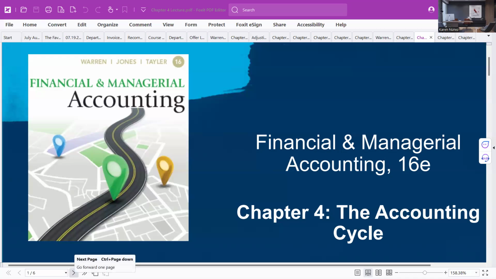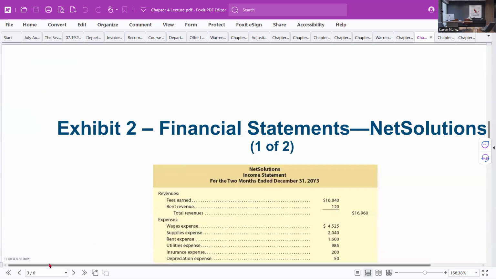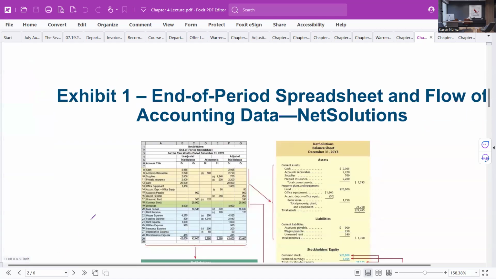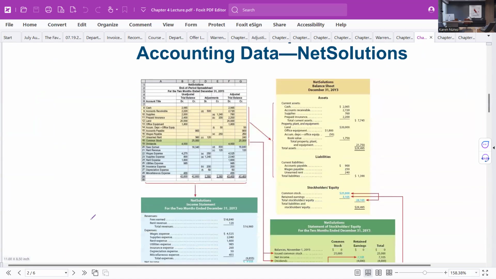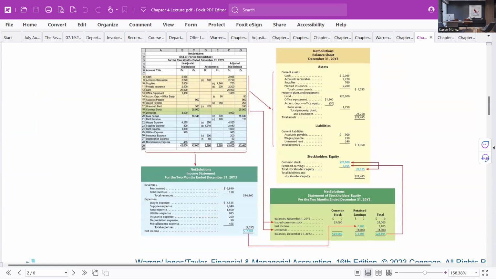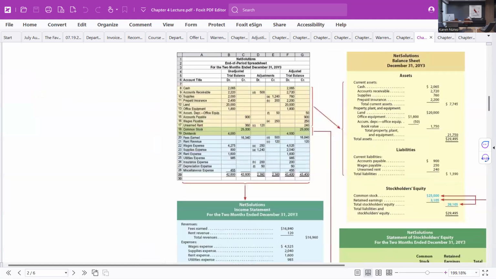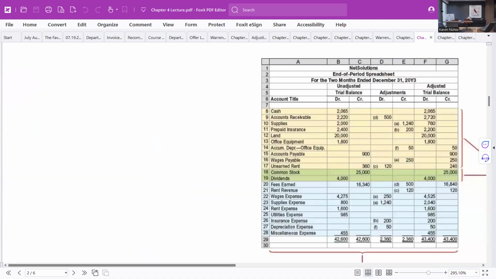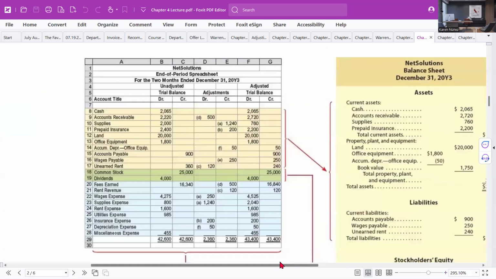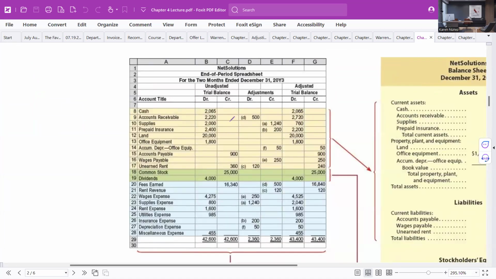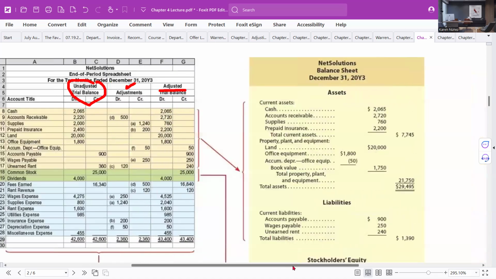Once the adjusting entries have been completed, the next step typically is to prepare what's called an adjusted trial balance. What you have here is an adjusted trial balance in the middle. There's the unadjusted trial balance. We record the adjustments from Chapter 3, and then we have our adjusted trial balance. This adjusted trial balance is what we now use to complete the accounting cycle.